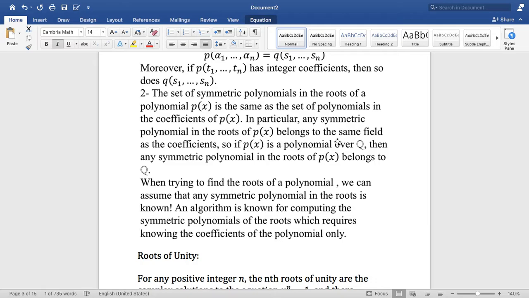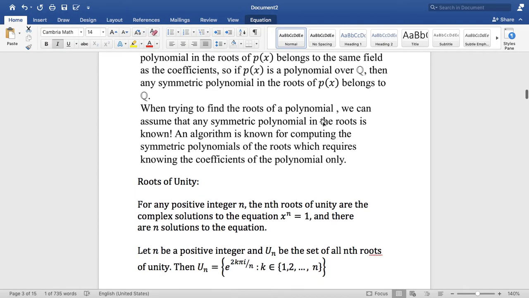Okay? So when trying to find the roots of a polynomial, we can assume that any symmetric polynomial in the roots is known. Why is that? Because there's actually an algorithm for computing the symmetric polynomials of the roots, which requires only knowing the coefficients of the polynomial. So we can write the roots in terms of the coefficients, which is exactly what we want. So if you have a symmetric polynomial in the roots, there's an algorithm in which you can write these in terms of the coefficients of the polynomial. Okay, so now we'll see how this is going to help us.